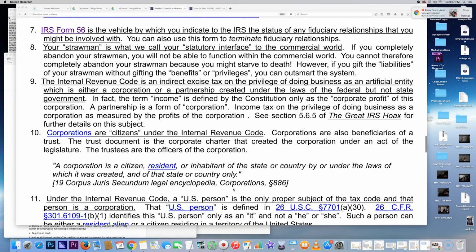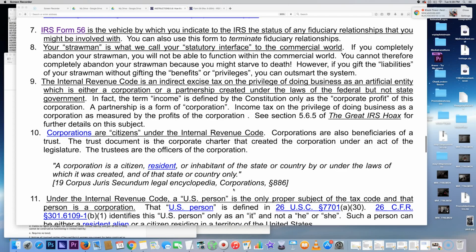You know, we have many contracts with different private organizations, the IRS being one. So this form can be used in this particular matter as far as correcting our status with the IRS when dealing with the IRS. Now, the IRS Form 56 is the vehicle by which you indicate to the IRS the status of any fiduciary relationships that you may be involved in. You can use this form to terminate fiduciary relationships.